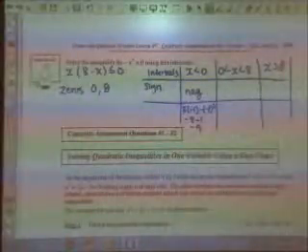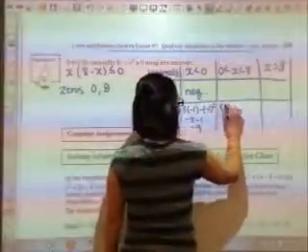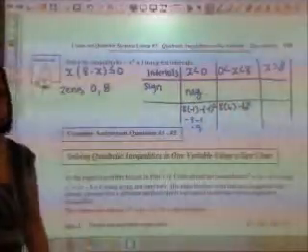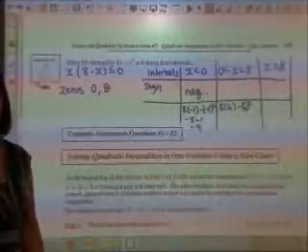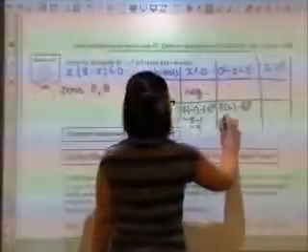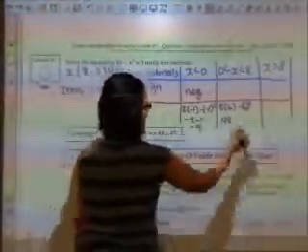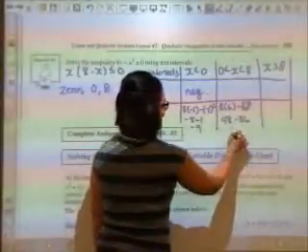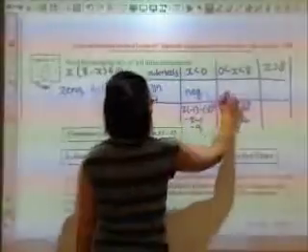So now pick a test point between 0 and 8. 6. Okay? So 8 times 6 is 48. And 6 squared, 36. And 48 minus 36 is 12. Which is what type of an answer? Positive.